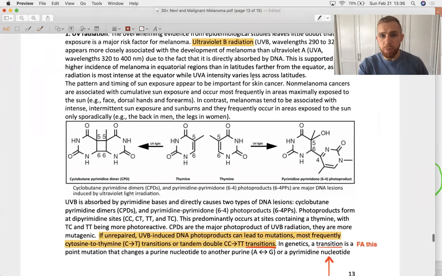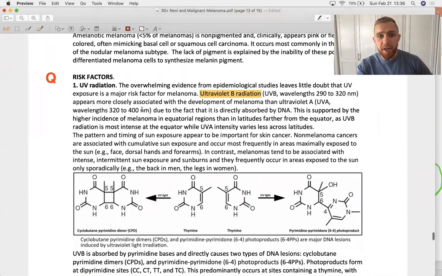Okay, let's zoom in. Look at this here too. UVB radiation appears more closely associated with the development of melanoma than UVA. So I could also see this being a question. Here's a patient with melanoma, it's Lentigo maligna, so chronic sun exposure is the big risk factor. And then they say, what predisposed the patient to this cancer? And it's like, A, UVA light, B, UVB light. So the answer to that question, if they were to ask it, would be UVB light.